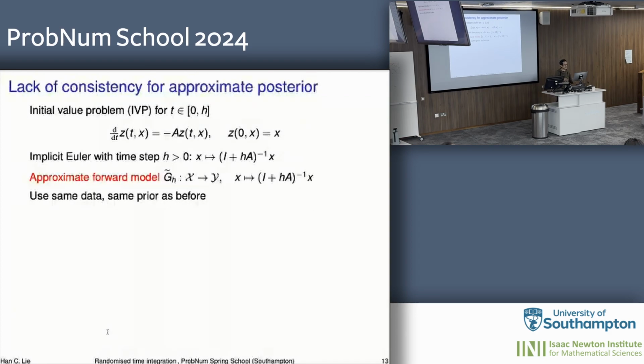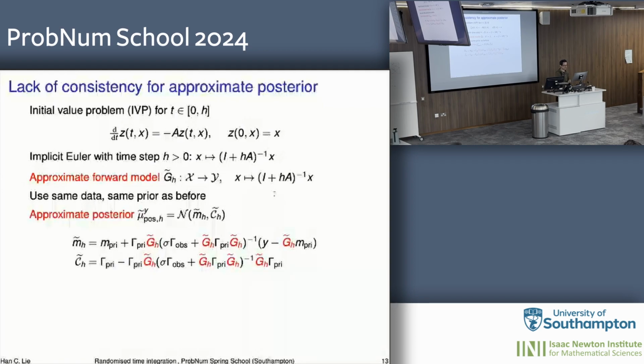Remember, this is what we had when we don't have access to the true solution operator, but we approximate it using some finite mesh or finite resolution numerical method. We do everything as we did before. We use implicit Euler, and we get an approximate forward model G tilde H. This is deterministic, and implicit Euler just has this form, right? It says, give me your state, and I'll tell you my approximation to the evolution, which is basically like a first-order approximation of the exponential. We use the same data and prior as before.